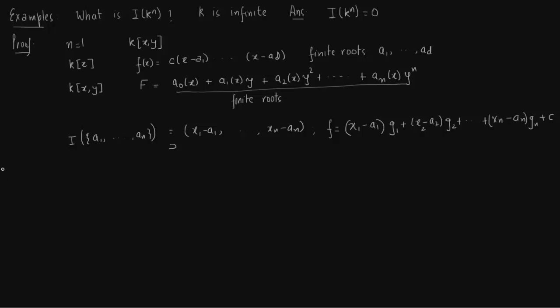But this term c vanishes at a1 to an, and therefore, since c vanishes, f is contained in the ideal (x1 minus a1, x2 minus a2, ..., xn minus an). So if we start with f in the ideal, we reach the other direction.